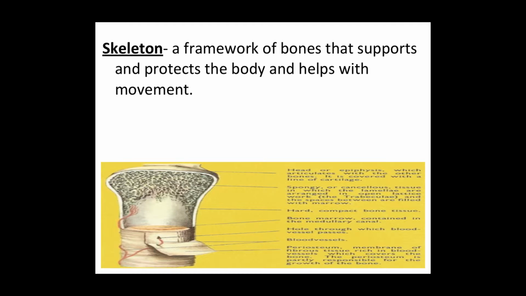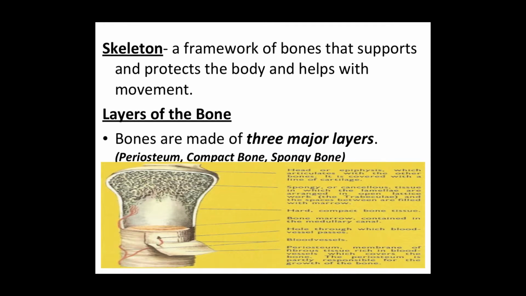Here we go. Starting off, our skeleton definition: a framework of bones that supports and protects the body and helps with movement. Real simple. Now, our bone, just like our skin and many other parts of our body, has three major layers. That's the periosteum, that's like the skin of the bone. Yeah, I said it. Our bones actually have skin itself. It has the compact bone and the spongy bone. Again, the three major layers: periosteum, compact bone, and spongy bone.